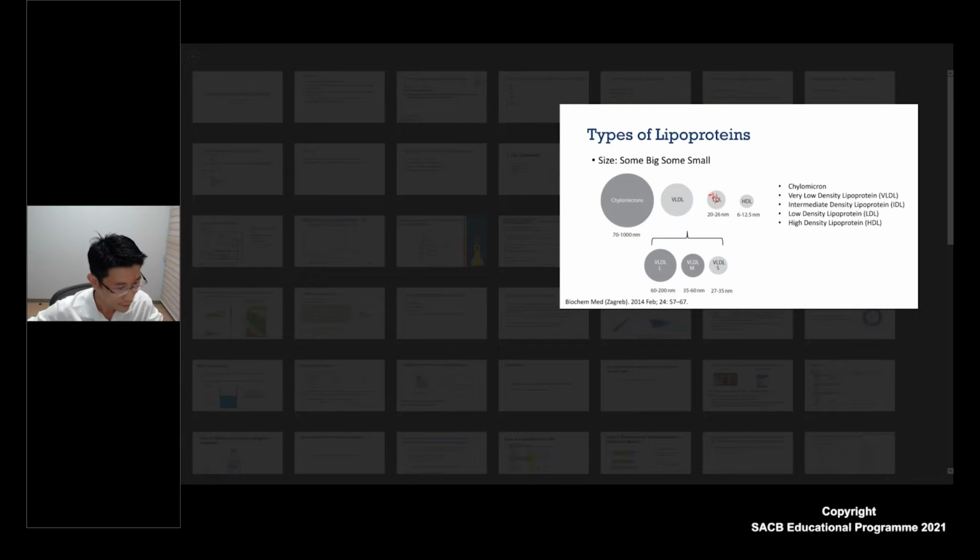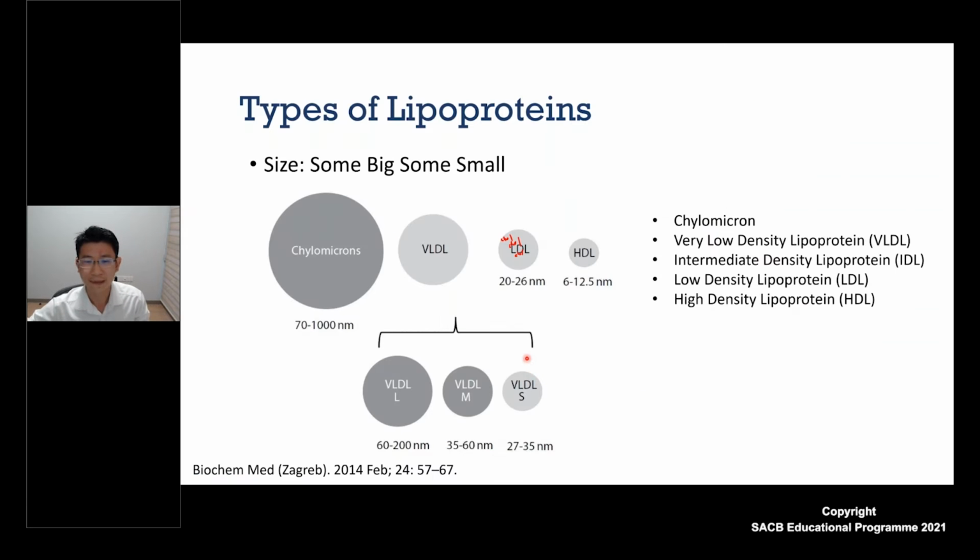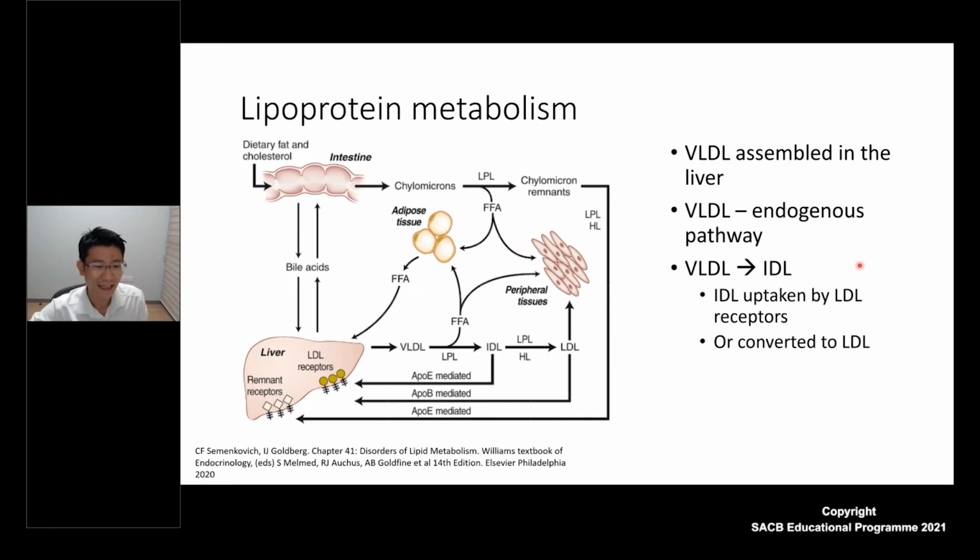There's also intermediate density lipoprotein, which disappears very quickly. Put in another way, this is a very complicated slide, but essentially the liver produces very low density lipoprotein. This very low density lipoprotein becomes intermediate density lipoprotein, which becomes low density lipoprotein. And this low density lipoprotein is the bad particle, which will cause a lot of arteriosclerosis.